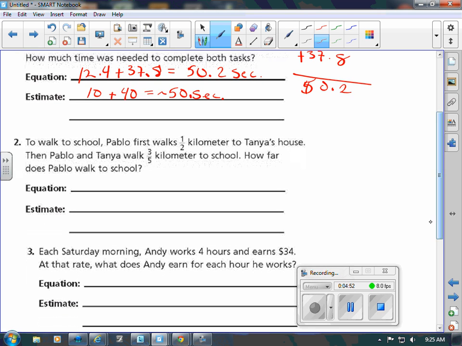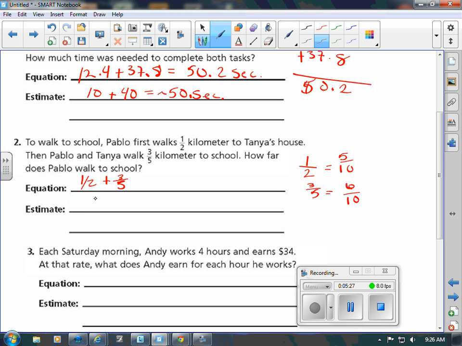Okay, going forward. To walk to school, Pablo first walks half a kilometer to Tanya's house, then Pablo and Tanya walk 3/5 of a kilometer to school. How far does Pablo walk? So what we're actually doing is 1/2 plus 3/5. Okay, we need to find that common denominator, and I'm going to use 10 as my common denominator because I know 1/2 is the same thing as 5/10, and then I know that 3/5 is equal to 6/10, so now I'm just adding those two up and then I'll simplify.